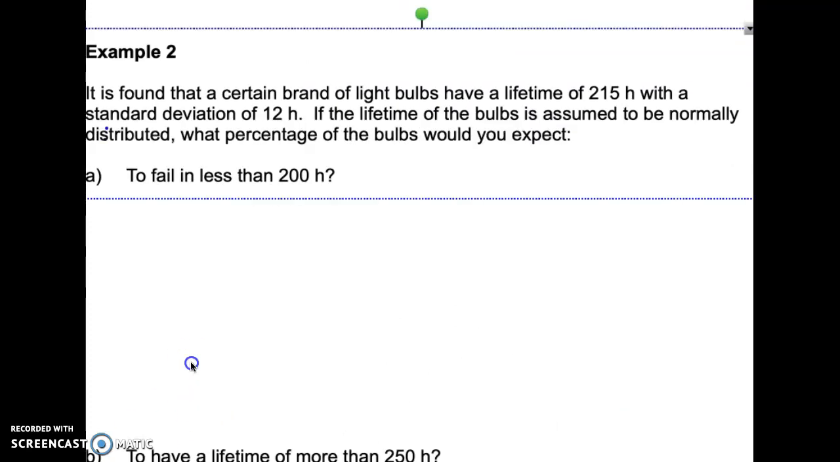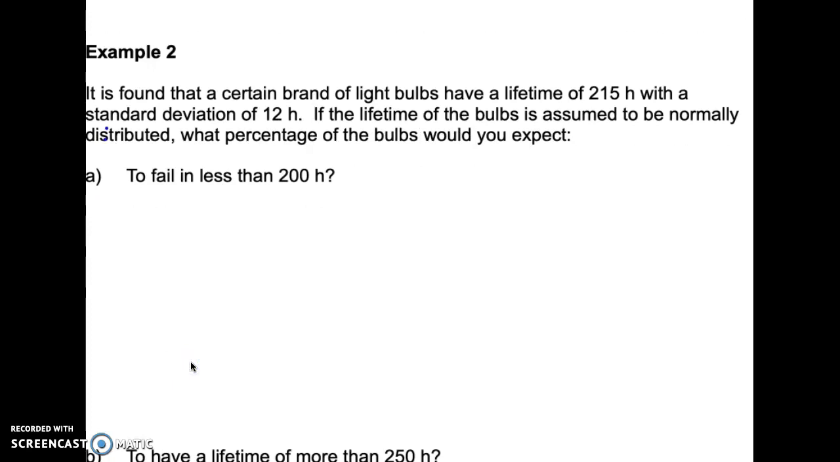Example 2 here. It is found that a certain brand of light bulbs have a lifetime of 215 hours with a normal standard deviation of 12 hours. If the lifetime of the bulbs is assumed to be normally distributed, what percentage of the bulbs would you expect to fail in less than 200 hours? Okay, so they give us the average lifetime of 215. That would be our mean. And they give us our standard deviation. So they give us our sigma. Okay, and we want them to fail in less than 200 hours. So we are really trying to find the probability of x being less than 200.